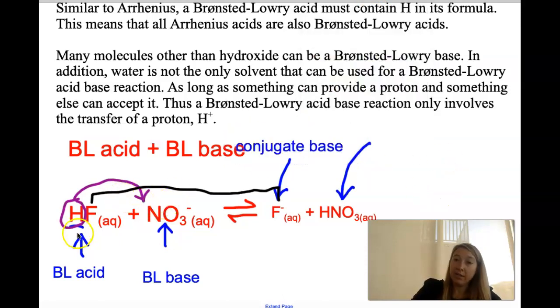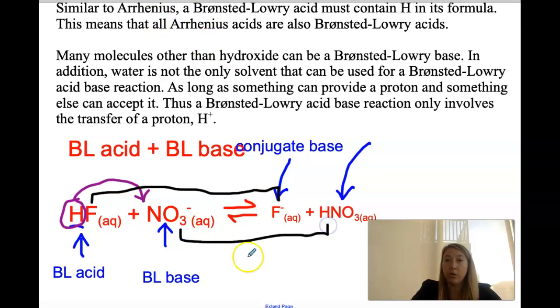So the acid gets paired to the conjugate base. The difference between the two is that this has a hydrogen, this does not have a hydrogen. Now we also need to pair the other one up. So the nitrate is going to pair with the HNO3, because again, this doesn't have a hydrogen, this does. They both have that nitrate component that is the same between the two of them. So out of the pair, this one has the H and this one doesn't.